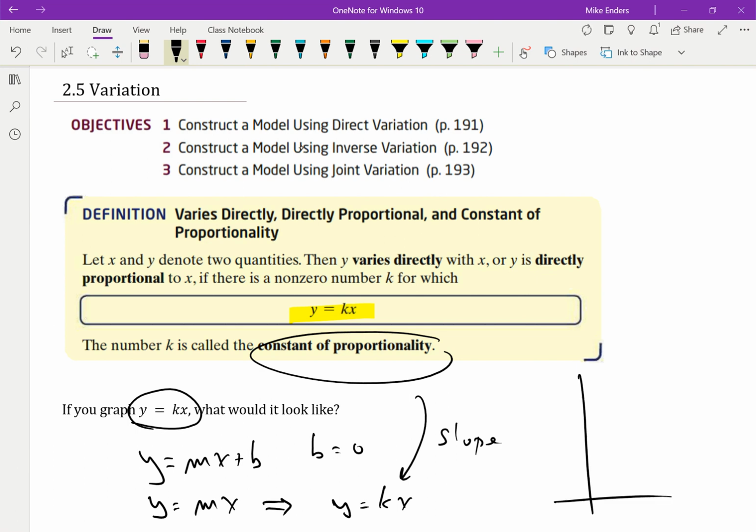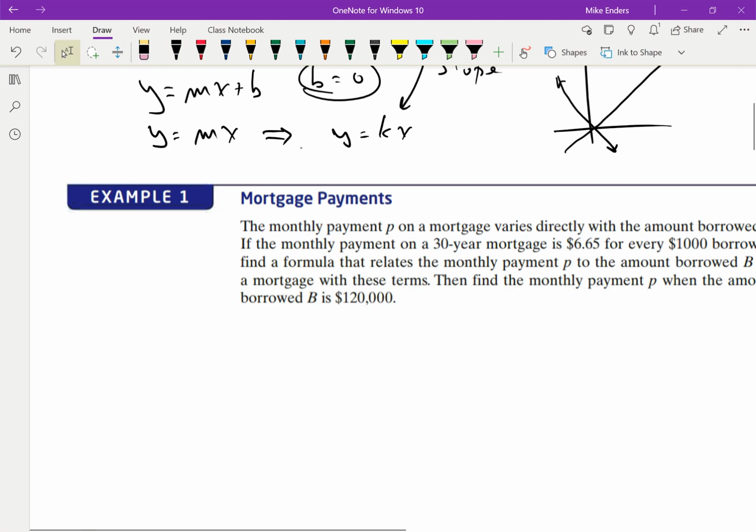And since we go through the origin, if we have a positive slope, we're going to do something of this sort. And if we have a negative slope, we're going to do something of this sort. Okay? And so that's, in a nutshell, all of our direct variation. Let's do a few examples, though, and see what we can come up with.